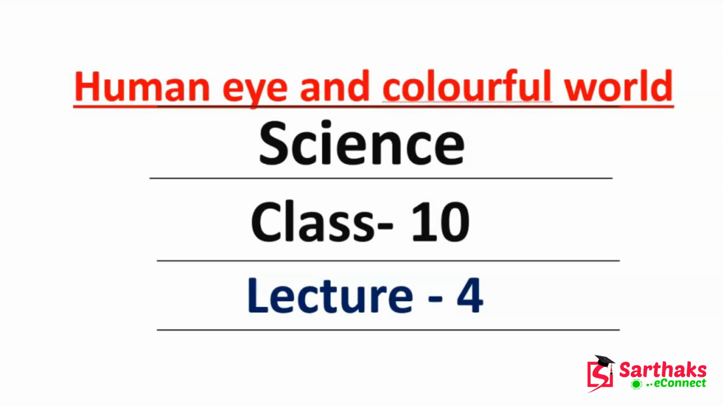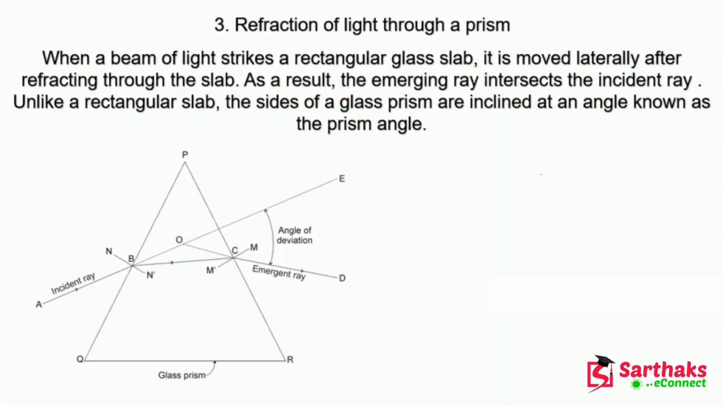So here we will discuss lecture number 4, and let's move on to the next slide and discuss the concepts of this chapter. So basically, guys, here we will study about the refraction of light through a prism. So we know refraction. What is refraction? We have seen this refraction in the light chapter.